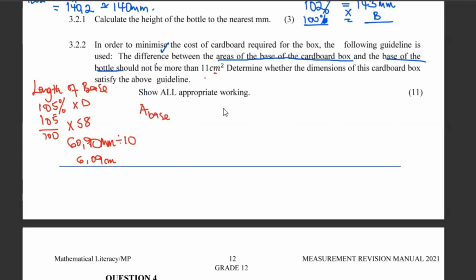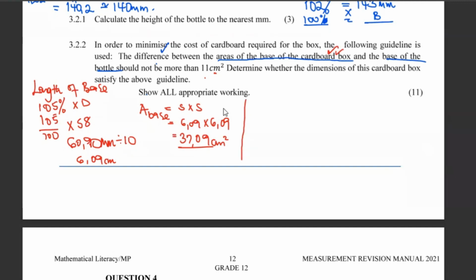of the base of the cardboard, which will become side times what? Side. Why am I using side times side? Because it's a square. So I'll take the 6,09 times the 6,09, and I'll get the answer as 37,09. These are centimeters what? Square. So I've got the area of the base of the cardboard. So this is done. So I need to look for the base area of the bottle.